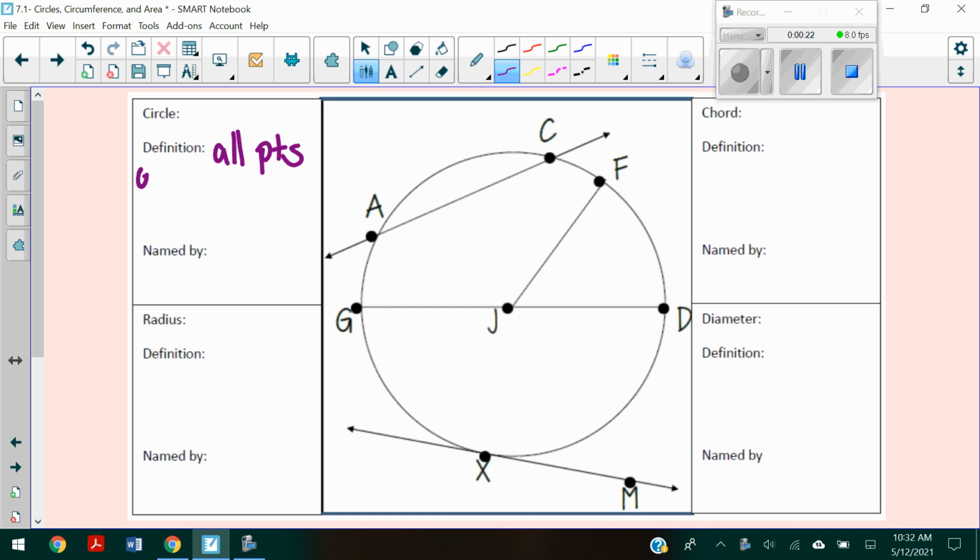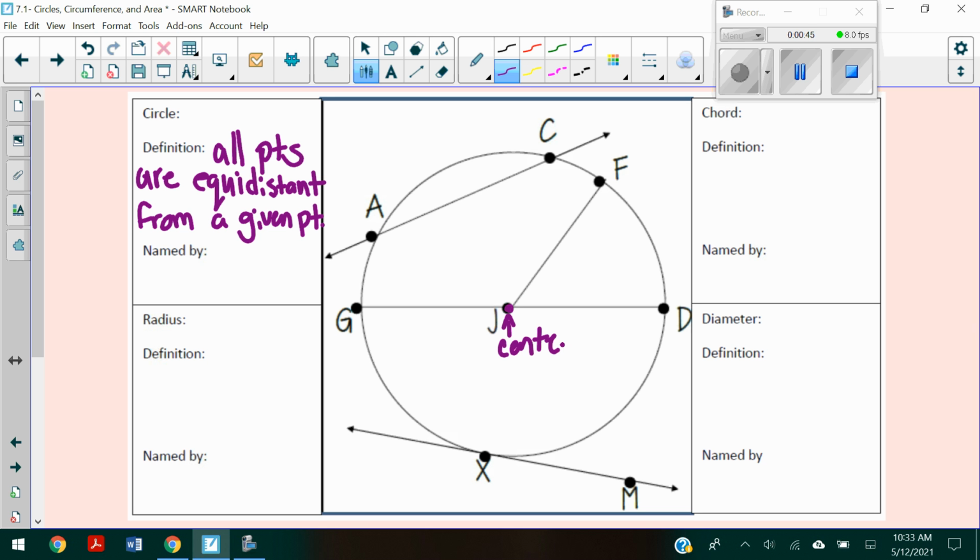are equidistant from a given point. And that given point is called the center. So like J here is the center. So then we call this circle J, and we draw a circle with a little dot in the middle so we don't mistake it as an O, and then J, circle J.